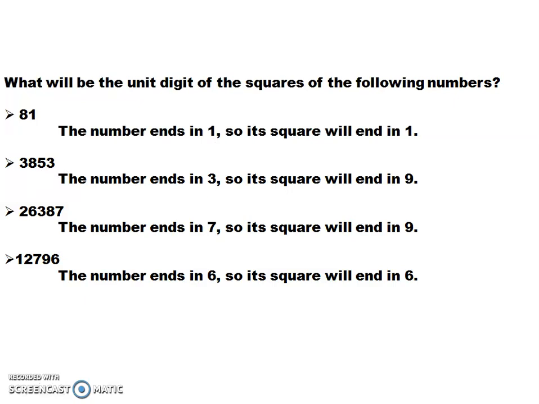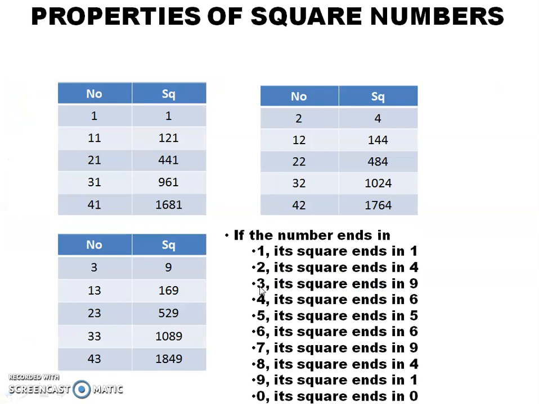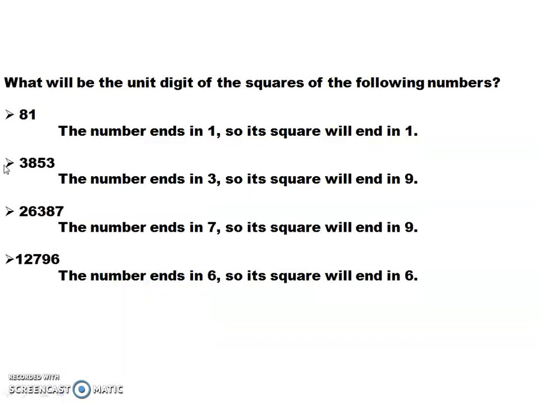The next number is 3853. Which is the digit in the units place here? 3. So what, according to the previous property? If the number ends in 3, its square ends in 9. So if the number is 3853, the square will end in 9. Clear?